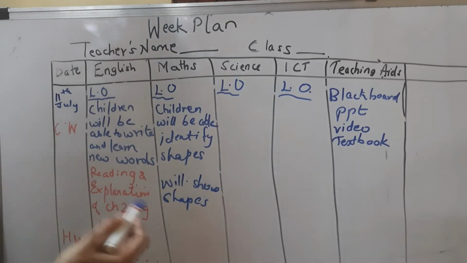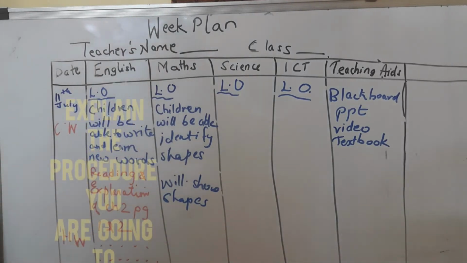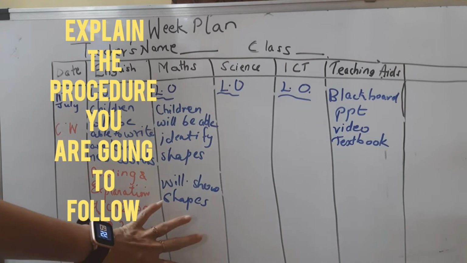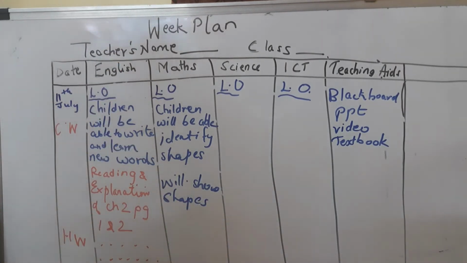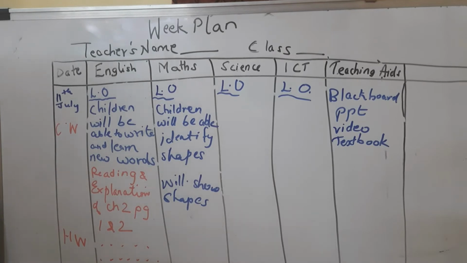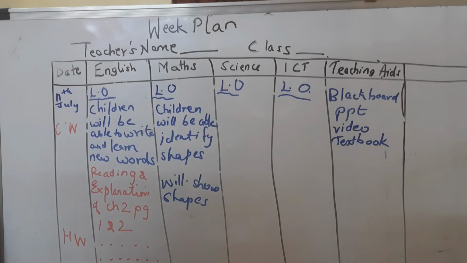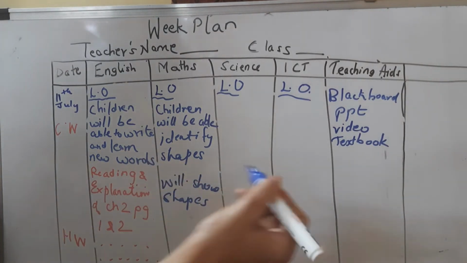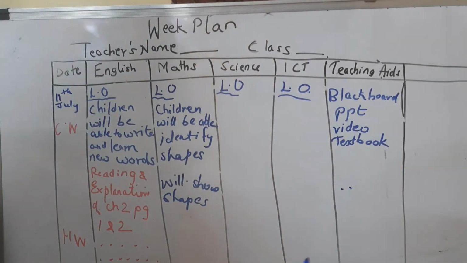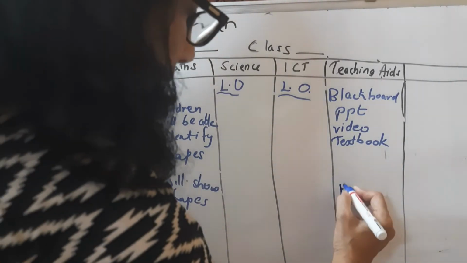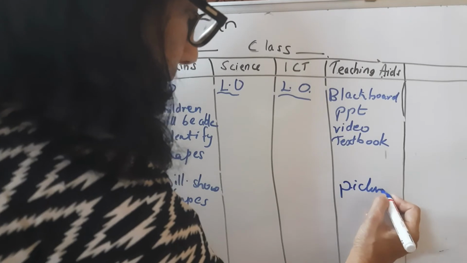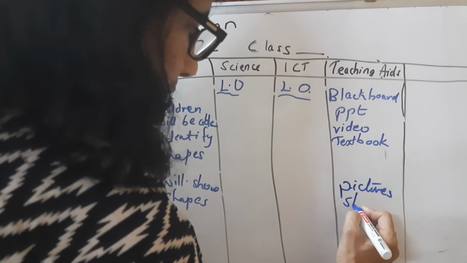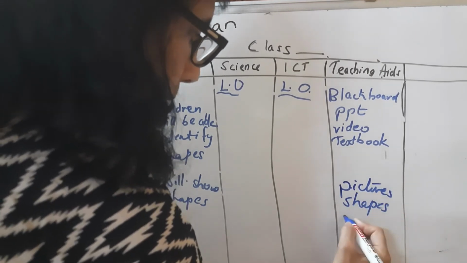Here you will be explaining the procedure, what you are going to do. If you are teaching maths, how you are going to do that chapter, whether you will be explaining on the board with diagrams, whether you are going to show shapes, whether you are going to show objects. All that should be mentioned here. And also your teaching aids, like shapes: you will be using pictures, shapes, objects.